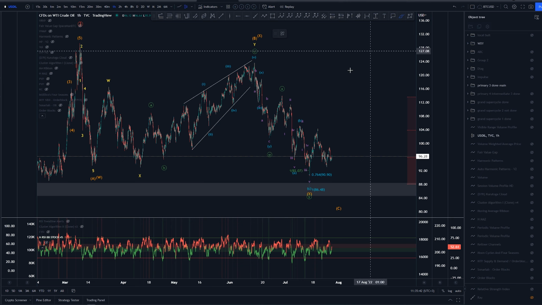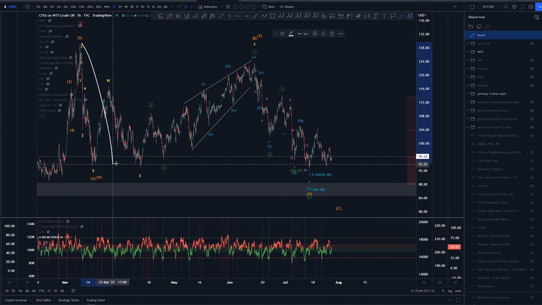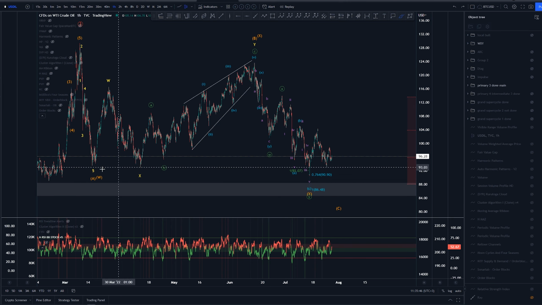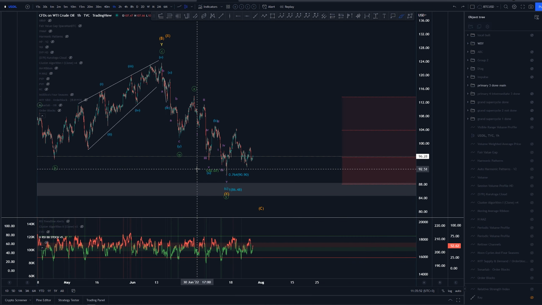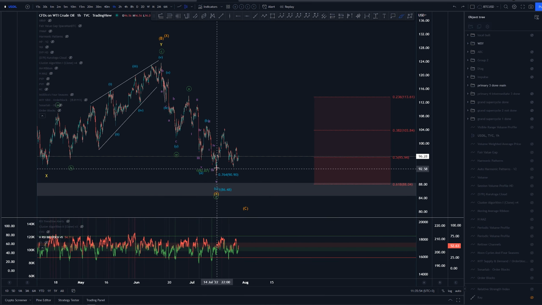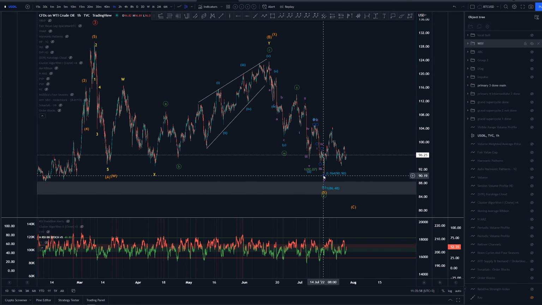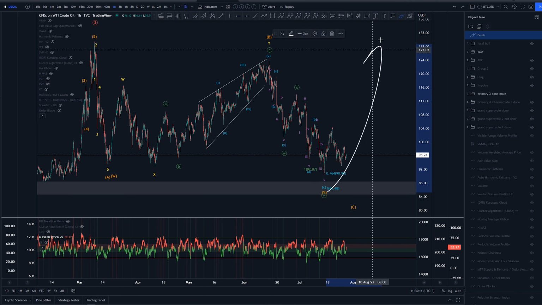Also, what is good about this overall count, saying that we have three-way structure ending down here, is that we had taken out these previous lows, getting that liquidity as we see this spike here, lower stop losses down here, wick and heading higher. And that is definitely a sign of a possible bottom here. And then, of course, unfortunately, crude oil could be heading higher, as this would be a 3, this would be the wave 4, and then we would be heading higher.